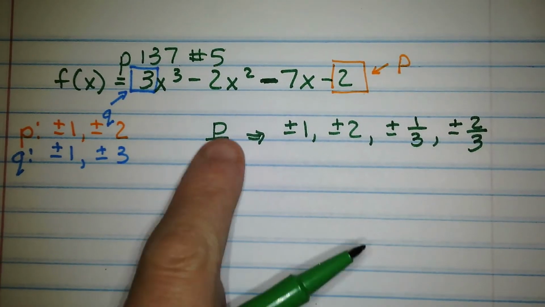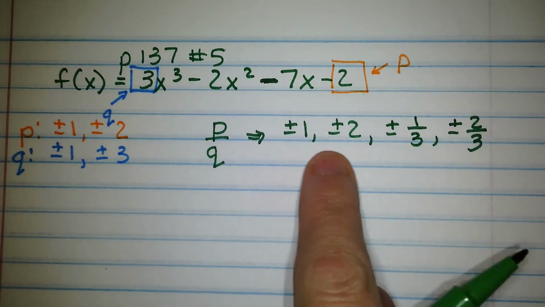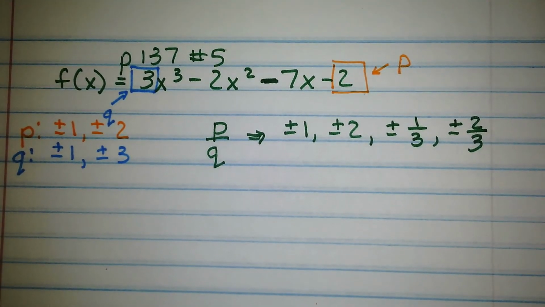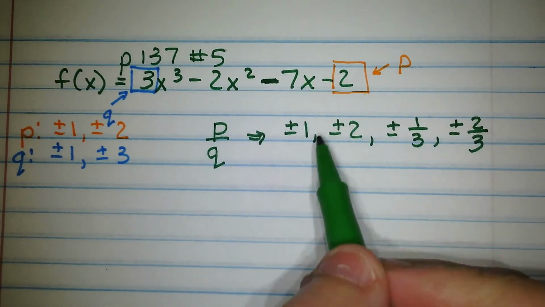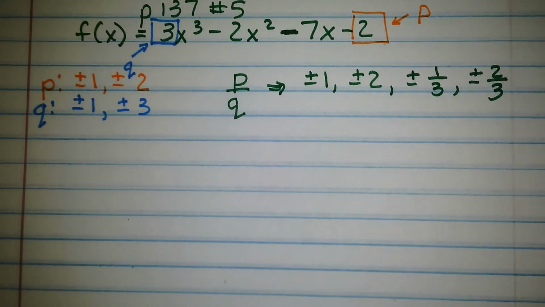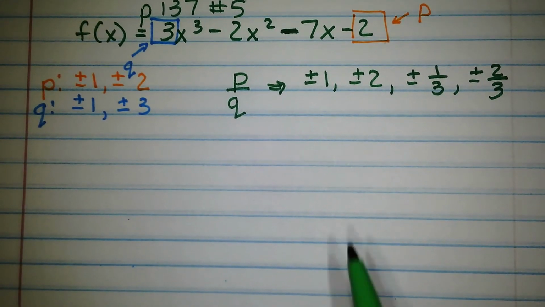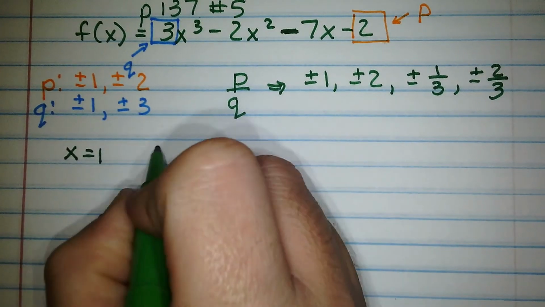So this is a cubic. It has at most 3 roots, and these are all of the possible real roots that this cubic can have. So our job now is to figure out one of them. Any one that works in this polynomial we can use to help us find the depressed polynomial and factor. So I'm going to start with x equals 1, plug it in, and see what happens.